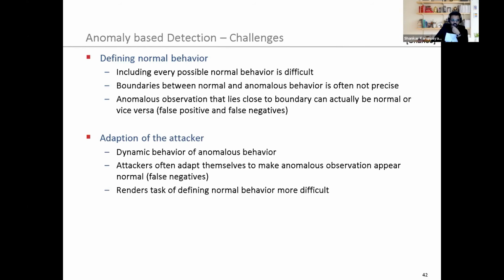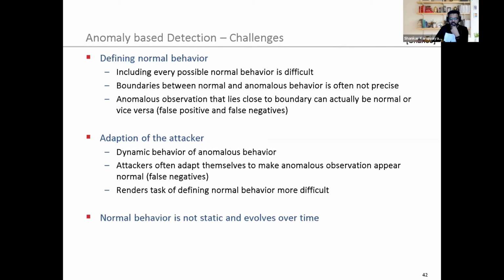And adaptation of the attacker. The dynamic behavior of anomalous behaviors itself. Attackers often adapt themselves to make anomalous observations appear normal. So instead of sending a big bulk of DDoS traffic, if you slowly send one packet and then increase your volume, it's even more difficult to detect. Because if you're able to figure out what the boundary is that's being set by the IDS or the anomaly system, you can play around so that you never trigger this boundary. So it's a bit difficult with these kinds of advanced attackers.